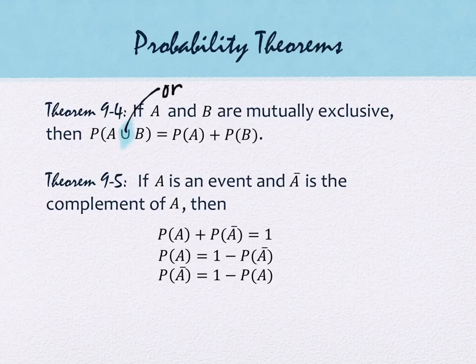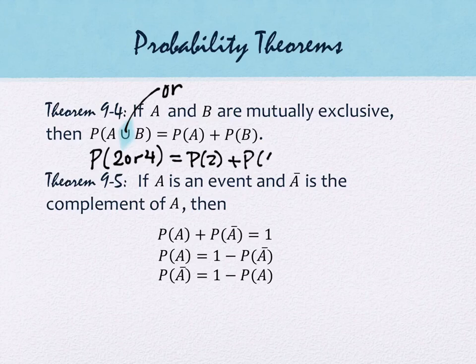Yeah, we'll use the other one in a minute here for and. That's or. So this is the equivalent of saying, using my example from before, the probability of rolling a 2 or a 4. Well, I can't do both at the same time, so I could just find the probability of rolling a 2 and add it to the probability of rolling a 4. That would be an example of this.